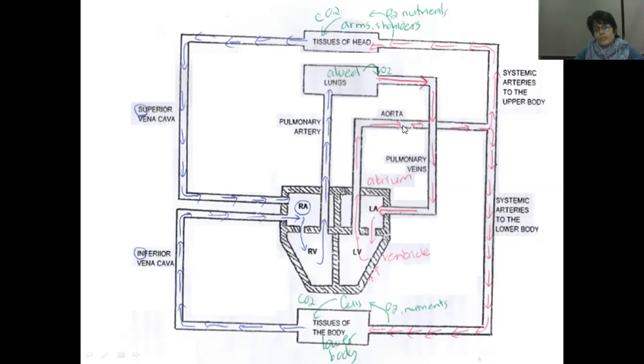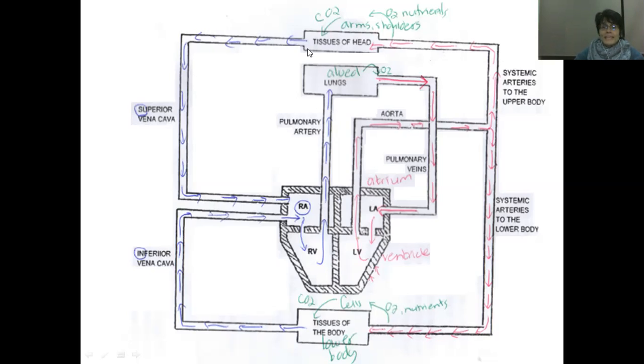So well done to those of you who realized over here that you could either take a left turn or a right turn. So oxygenated blood is taken to the head tissues. Well, not just the head. I've written here the arms, the shoulders, the neck, the skin, the scalp. Oxygen and nutrients diffuse out of the blood and into the body cells, and then CO2 diffuses from the cells and into the blood.